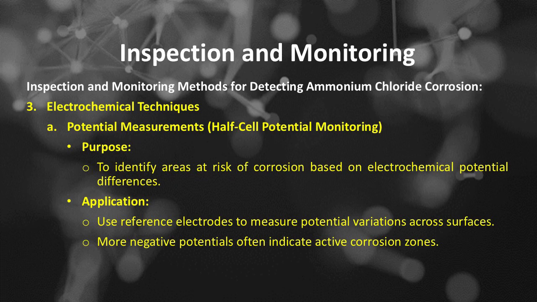Inspection and monitoring methods for detecting ammonium chloride corrosion. Number 3 is electrochemical techniques, which include: Number A, potential measurements or half-cell potential monitoring. The purpose of potential measurements is to identify areas at risk of corrosion based on electrochemical potential differences. The application of potential measurements is that it uses reference electrodes to measure potential variations across surfaces. More negative potentials often indicate active corrosion zones.